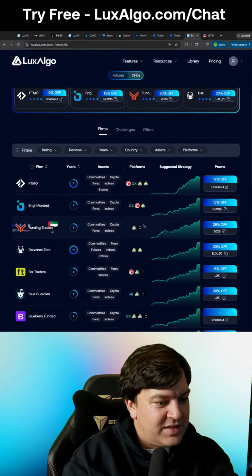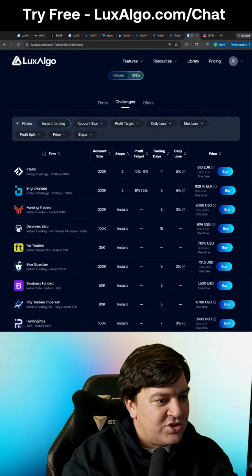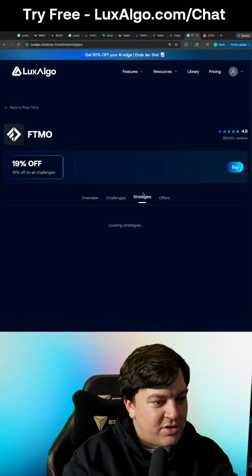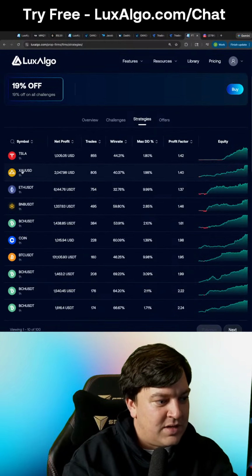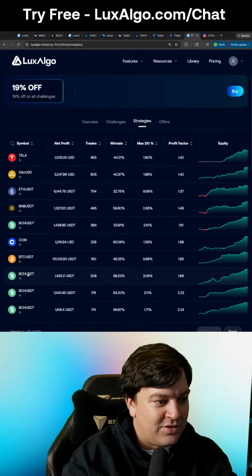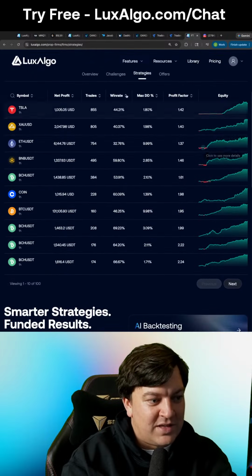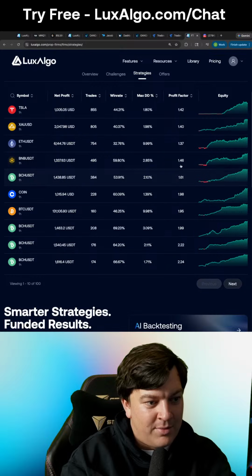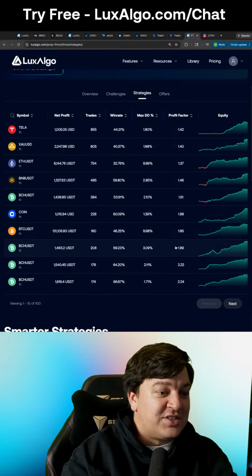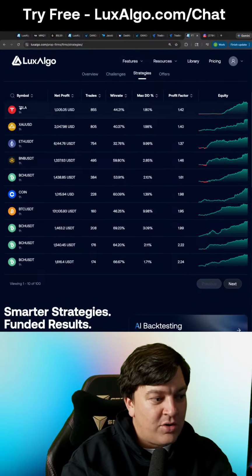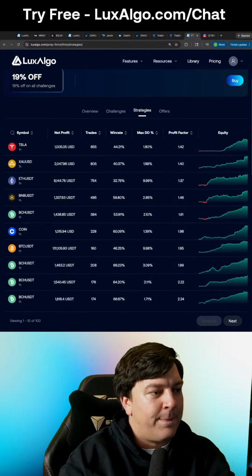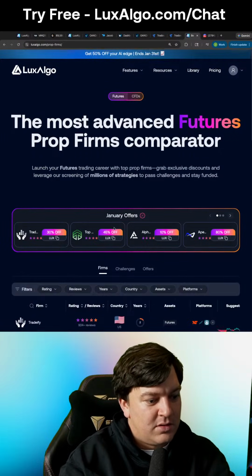Right? If you trade a CFD, you can go to challenges. Let's say like FTMO. I can go to strategies here and I can see different assets that FTMO is allowed to trade, and all of these actually line up with the firm themselves. At some point, I'm hoping you'll actually be able to explore the strategies this way as well. But you can also do it on here.